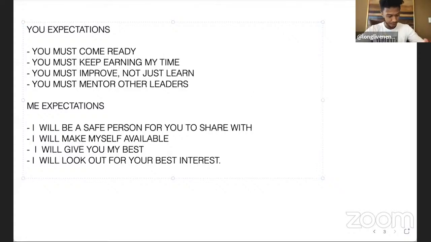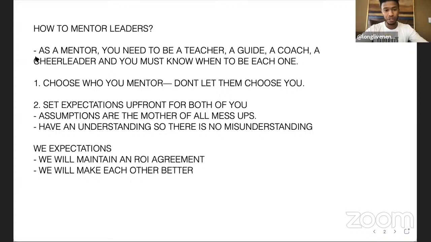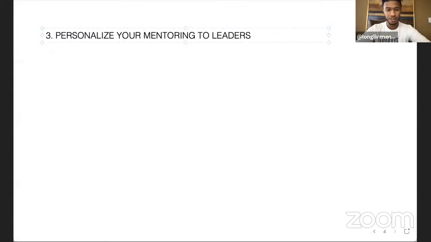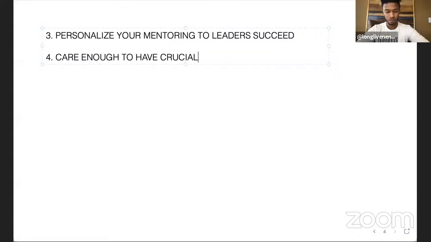There's still so much more to this, but to finish it up, we were going over number 2. We talked about number 1, choose who you mentor. Don't let them choose you. Number 2 is set expectations up front for both of you. If we go to number 3, so we can wrap it up here in this last 60 seconds, number 3 is personalize your mentoring to help leaders succeed. And number 4 is care enough to have crucial conversations with them. Those are the 4 ways on how to mentor leaders.